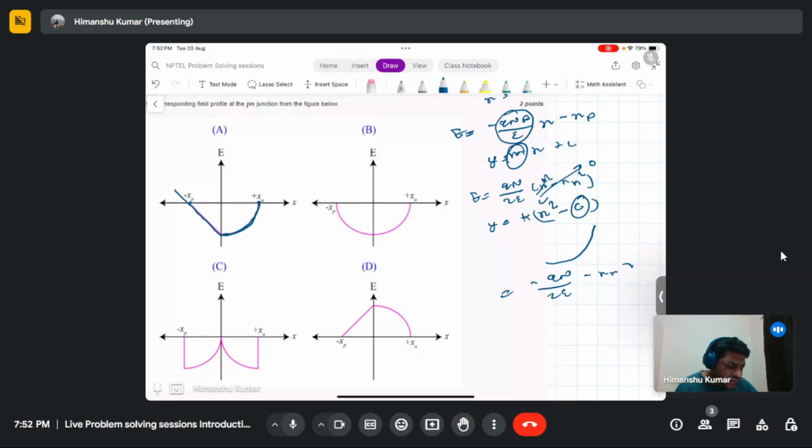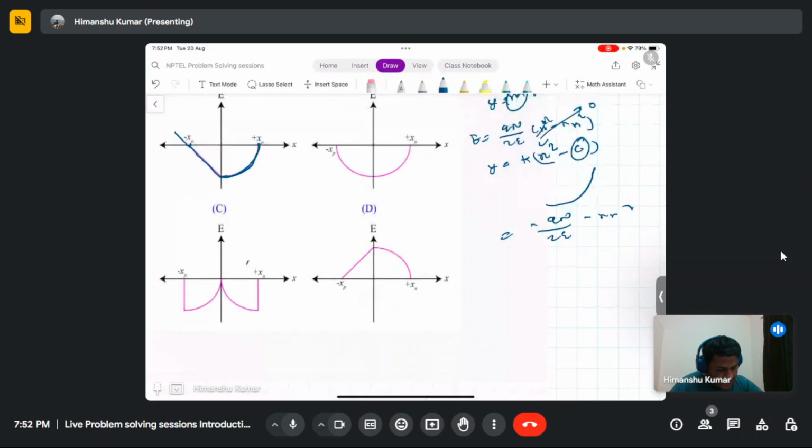So as per this, this answer is wrong, and this answer is wrong. This is also wrong, because then you need both sides linearly graded junction. This is also wrong, and this is wrong because the sign of the field is wrong. The correct answer will be the first one.